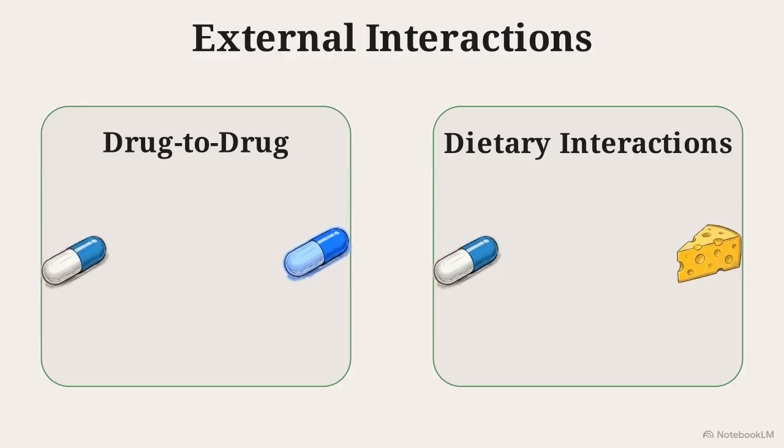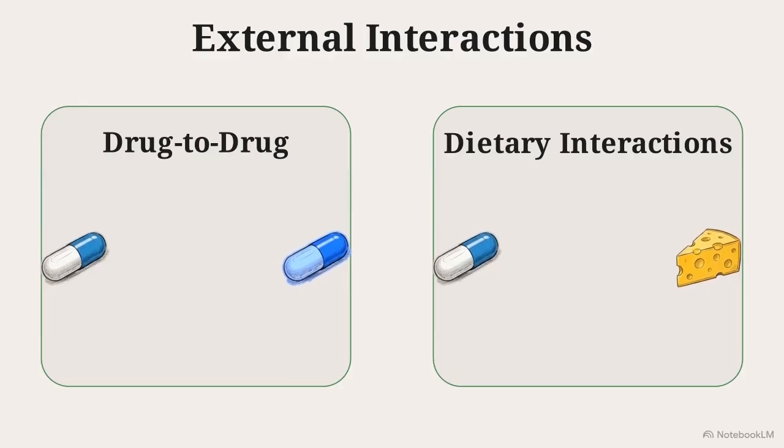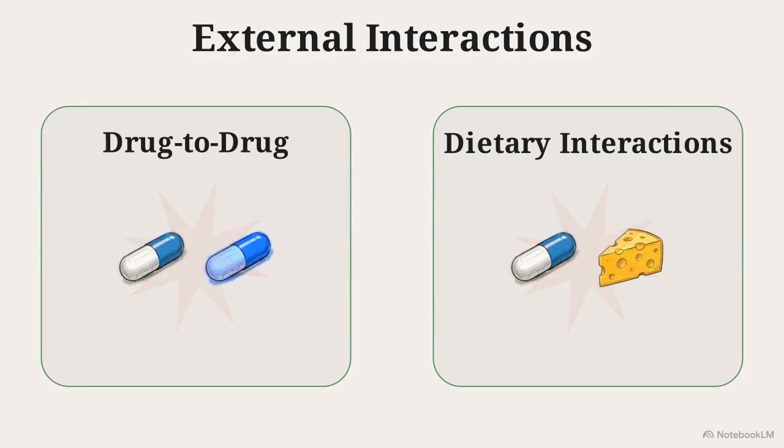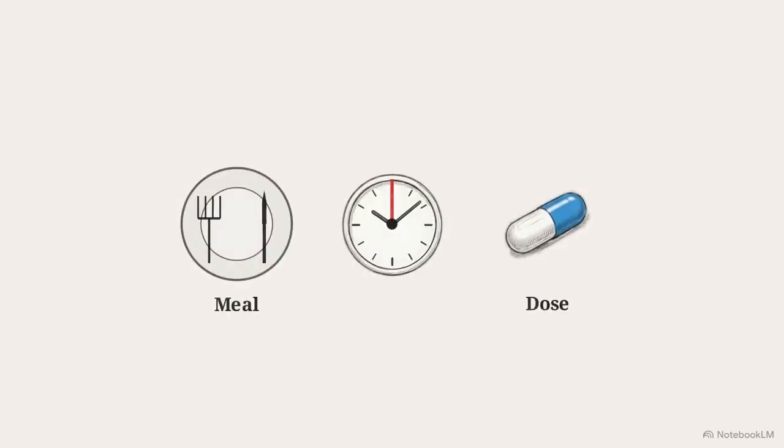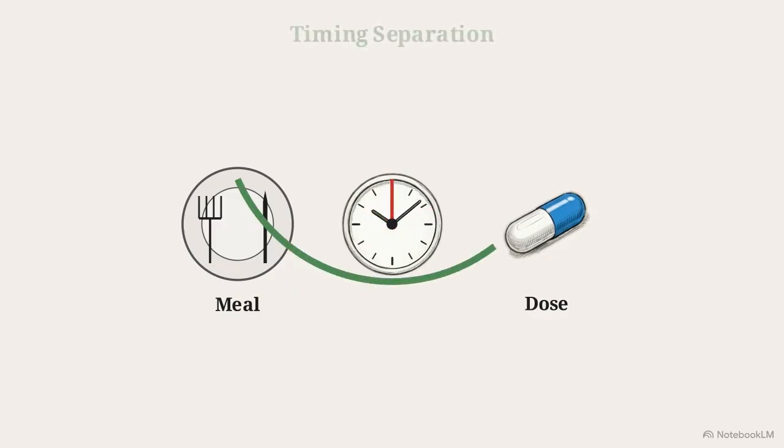This means identifying dietary blockers alongside drug-to-drug clashes. This chart highlights a key dietary interaction. A high-protein diet directly blocks the absorption of levodopa in Parkinson's patients. Resolving this doesn't require a medication change, but it does mandate strict counseling on meal timing. Clinical appropriateness extends into the patient's daily life and diet. You have to understand how the medication behaves in their specific environment.